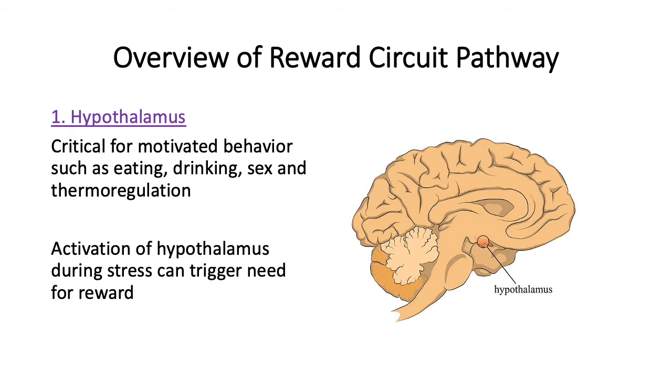But it is believed that the hypothalamus is strongly triggered in the reward circuit pathway to get a person to want to relieve their stress with a drug. So this is people who have become addicted or who are users.